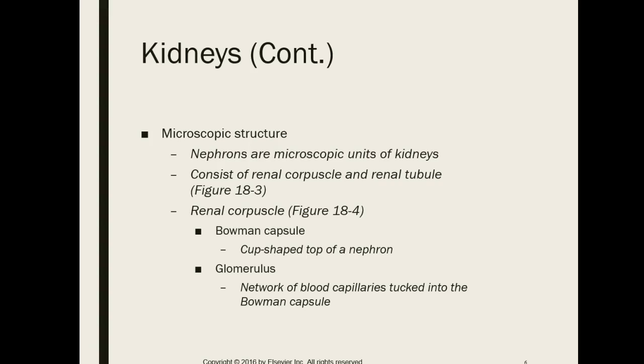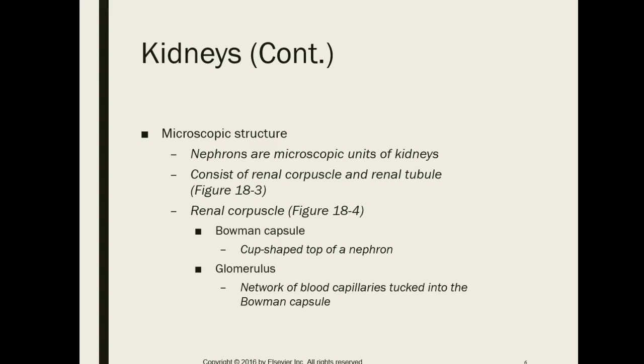Now if we look at the microscopic structure, we're going to have a couple of different areas that we'll talk about. The two main areas are the renal corpuscle and the renal tubule. And then those are each subdivided into different areas or components.